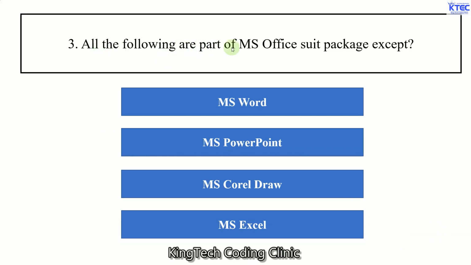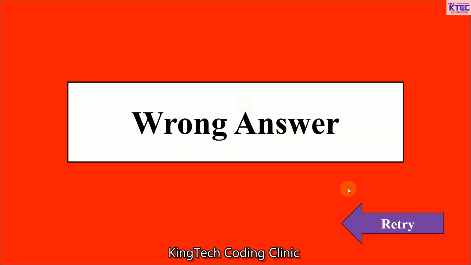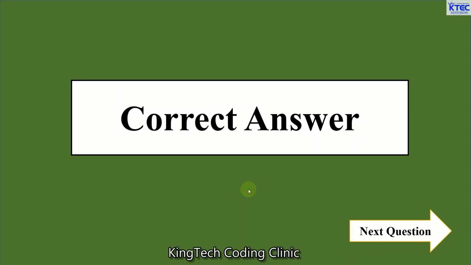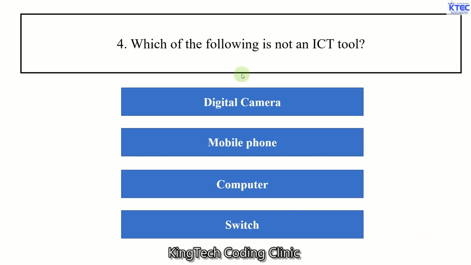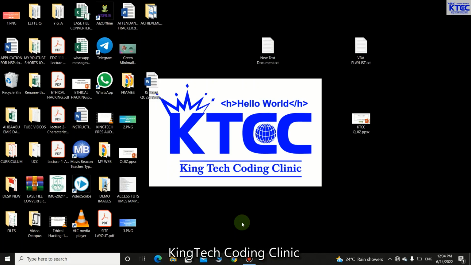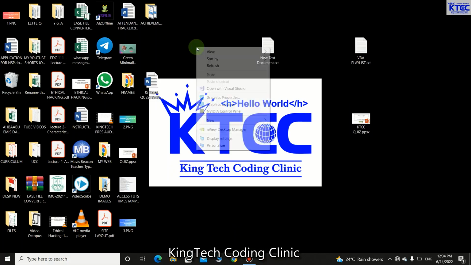All the following are parts of MS Office suite packages except. MS Word is part, so it's a wrong answer. Wrong answer. So this is the correct answer. You choose that. Now the last question, which of the following is not an ICT tool? We all know it is switch, which is the correct answer. It says correct answer. So that's the last question. It says good job done, congratulations. Once I click on this, it will exit the quiz, and that is that.